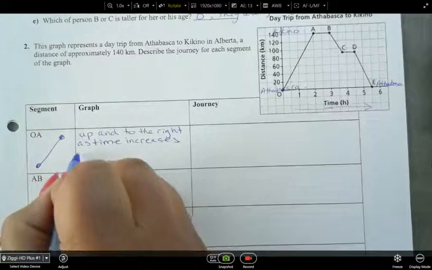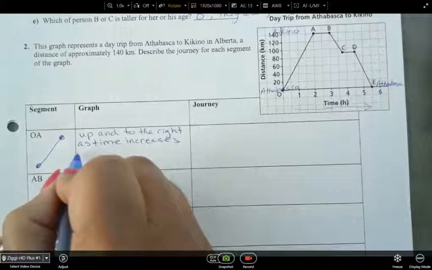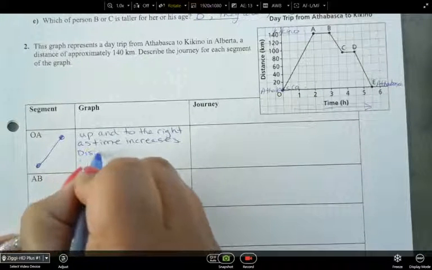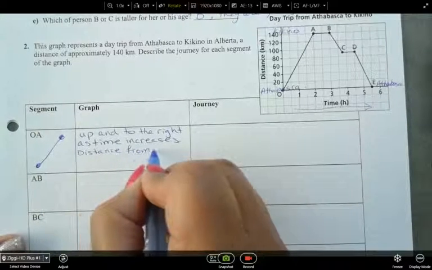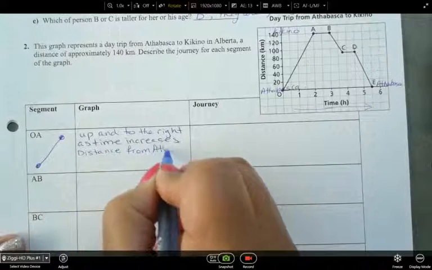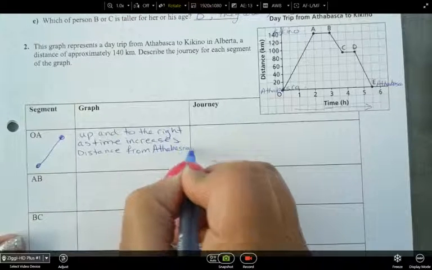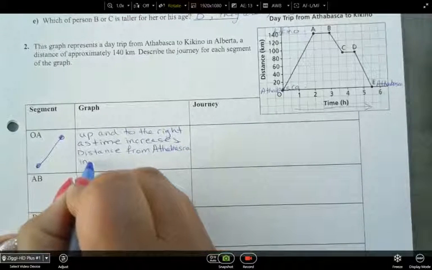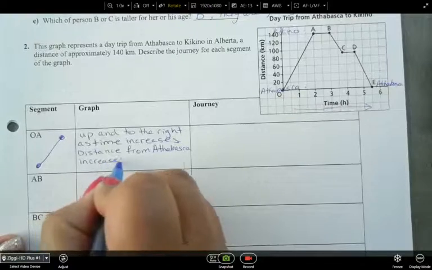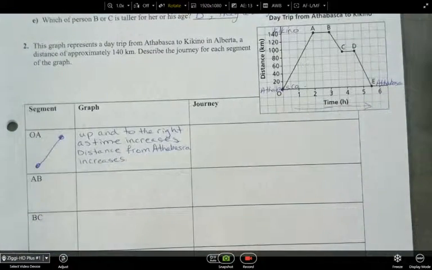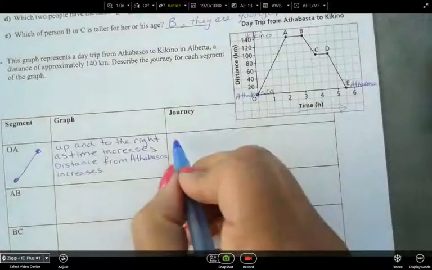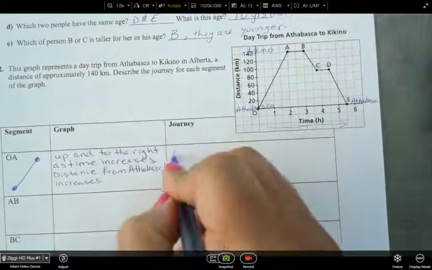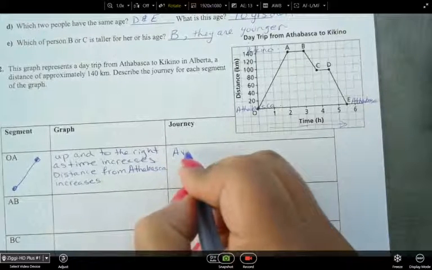And it is the distance from Athabasca increases. Okay, because we're going further away from Athabasca and we're going towards Kikino. So what is our average speed here? Do you remember distance time graphs from science?